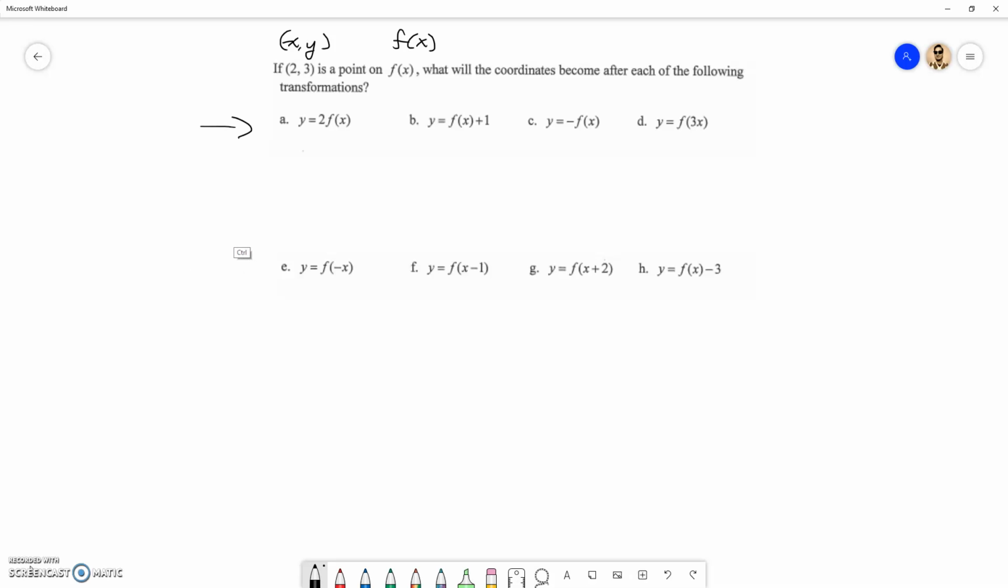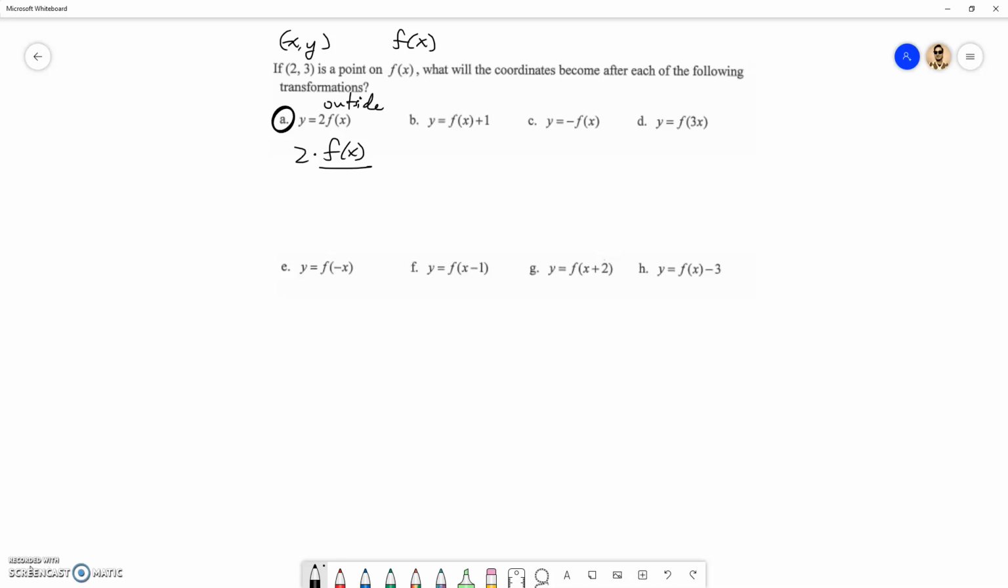So this first one, in part A, says y, or our new transformed function, is going to be 2 times f(x). When we see f(x) right here, and then we see 2 out here, we're multiplying the whole function by 2. That actually changes the amplitude on the graph, but we'll discuss that more. That's kind of like a transformation that's happening to the outside of the function, as opposed to a transformation happening to the x inside.